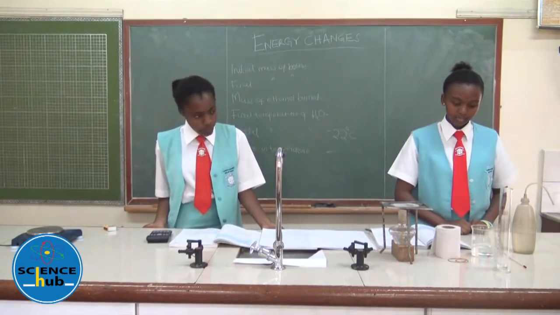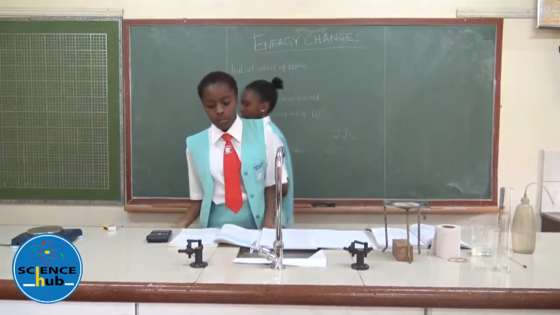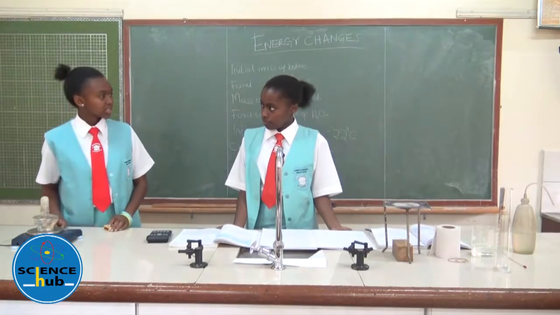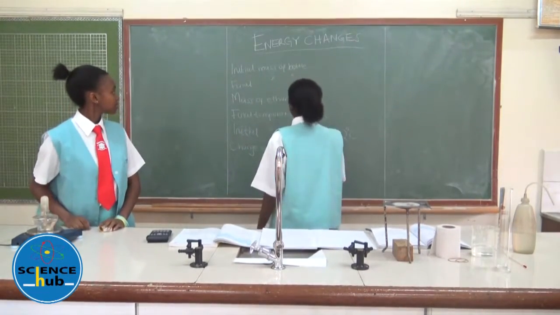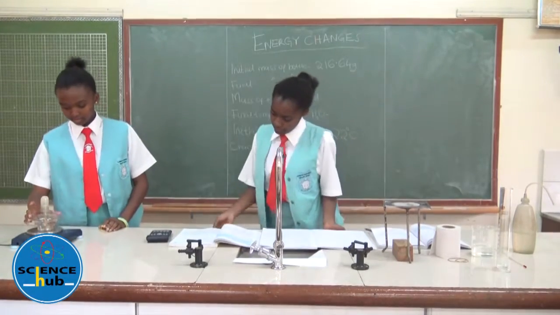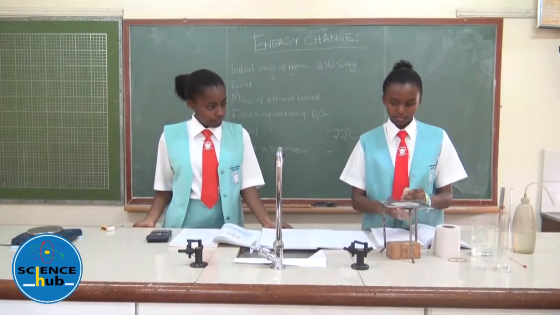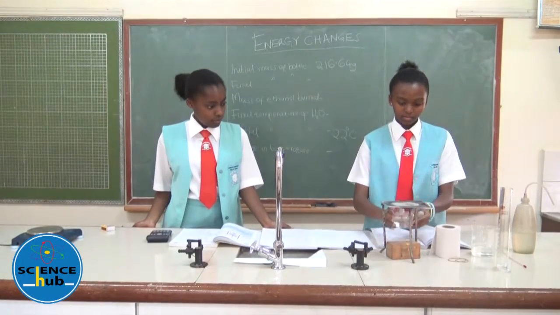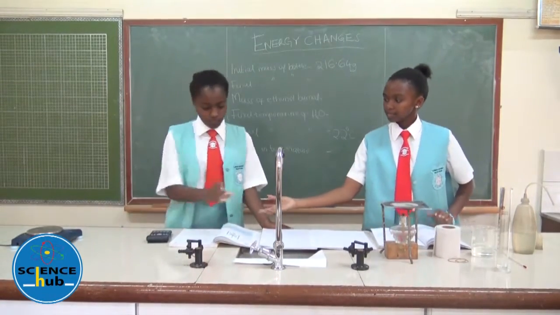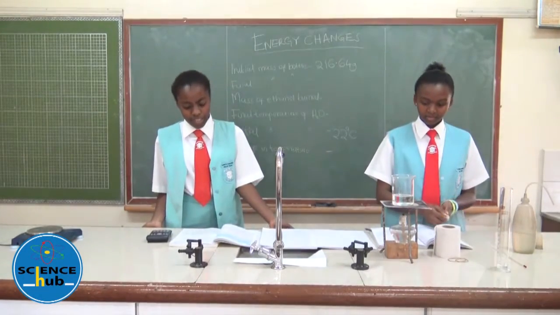Next, you're going to weigh the bottle and its contents and arrange the apparatus. This is a bottle of ethanol. Next, you're going to set up the apparatus. Next, light the wick to start heating the water.